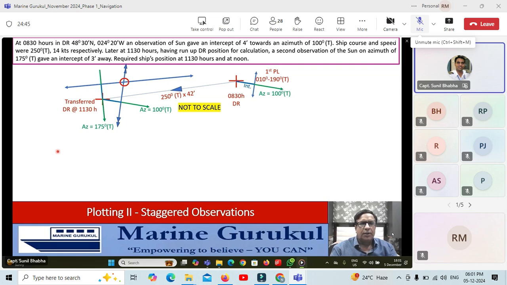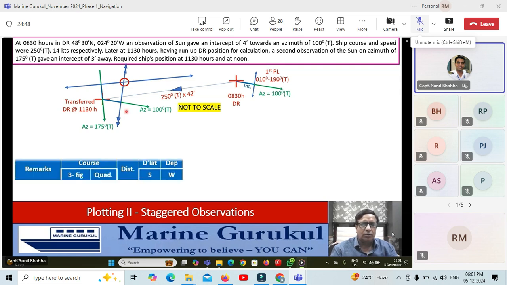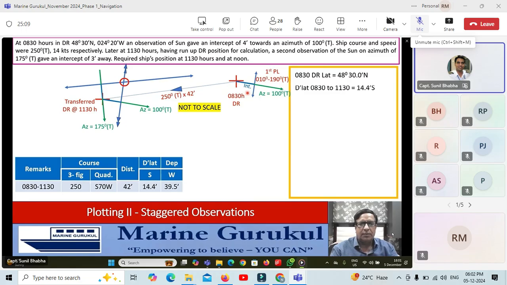So we can apply plane and parallel sailing. Obviously, this diagram was not to scale. So we have this column out here. We have only one leg out here, that is the ship's own steaming. We get the DLAT as 14.4 minutes south and departure as 39.5 minutes west. We apply this DLAT to the latitude of 8:30 DR and we get the latitude of 11:30 DR as 48 degrees 15.6 minutes north. Then we find the MLAT between the 8:30 latitude and the 11:30 latitude.